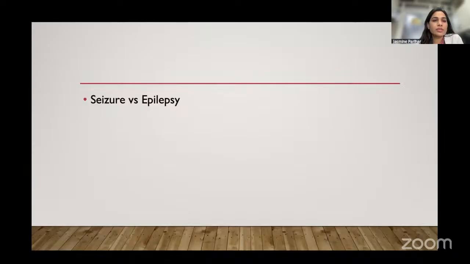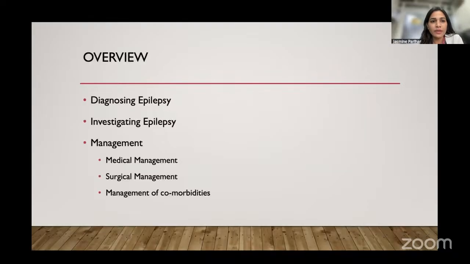So a seizure may happen once, or it may happen multiple times, or the patient may have a repeated predisposition to have seizures. And when he has a predisposition to have repeated seizures, that becomes epilepsy. By the end of today's talk, we should know how we are going to diagnose epilepsy, how we are going to investigate, and how we are going to manage epilepsy.